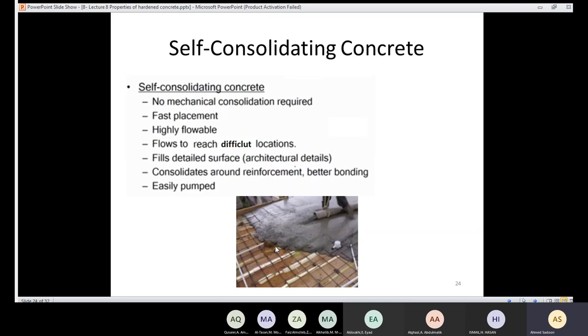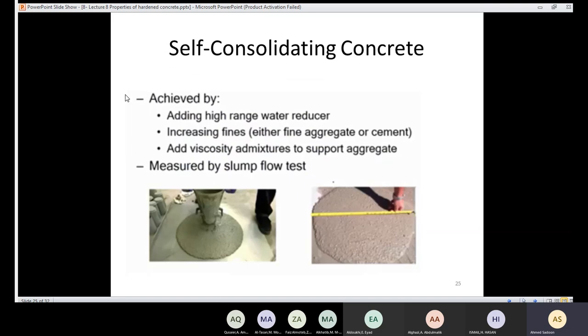So like I said, nowadays, the self-consolidated concrete became popular. Many contractors use self-consolidated concrete. So how can we achieve self-consolidated concrete? What's the difference between self-consolidated concrete and traditional concrete? First, in order to produce self-consolidated concrete, we need to add a high range water reducer, like a superplasticizer. It's the first thing that needs to be done. Also, you need to increase the fines, either the fine aggregate or the cement. Also, we need to add viscosity admixtures to support the aggregate, because like you can see here, the concrete is just like water. So you need to have a viscosity admixture to keep the aggregate together with the cement and with the fine aggregate.